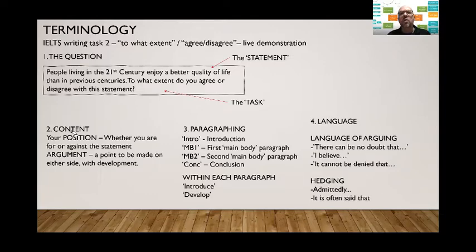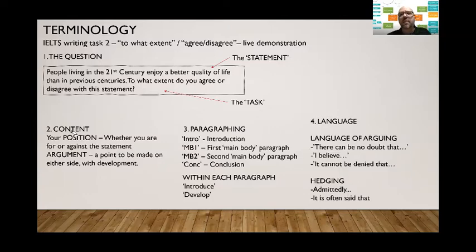Specific language to the task type of "to what extent do you agree or disagree": there's lots of language of arguing, of expressing opinions. There can be no doubt that life for many is better than it was in the past, or I believe life in the past was more harmonious, or it cannot be denied that. This is arguing language.